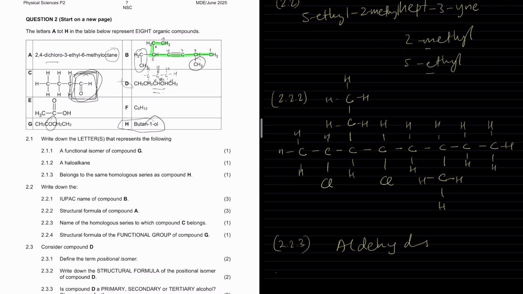And 2.2.4, what is the structural formula of the functional group of compound G? So compound G, this is a ketone, since there is a carbonyl group between 2 carbons. So it's going to look like this. There's going to be a double bond O, there'll be a carbon to the right, and then a carbon to the left. So this is the functional group of compound G.